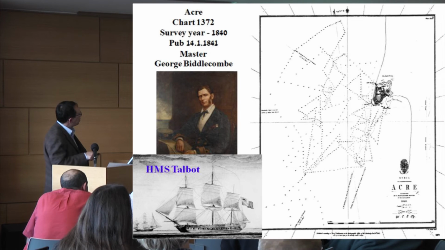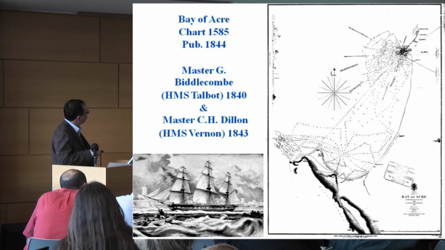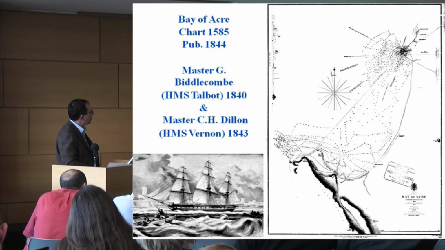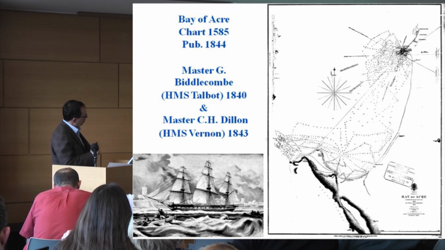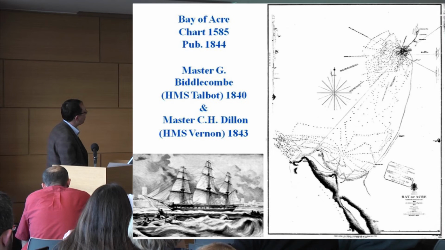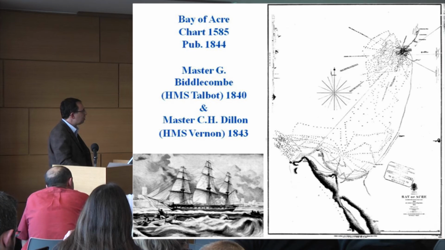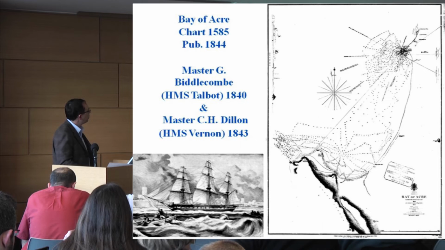The second one was the chart of George Biddlecombe, Master Biddlecombe, in 1841. And in 1844, this chart that I brought from the UKHO in Taunton is a compilation of two charts. The top of the chart was surveyed by Biddlecombe, the lower part by Dillon, and the cartographer at the Hydrographic Office in London made one map and sold them in 44.